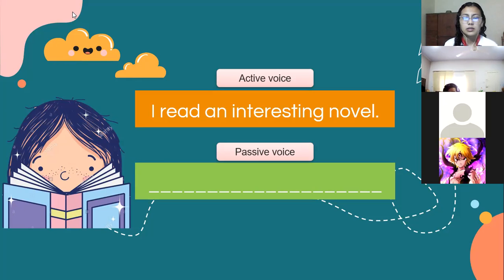Interesting novel is by I read. What is the past participle of read? Read. Read. Very good. So, an interesting novel is read. Is something missing? What is missing? By. By who?